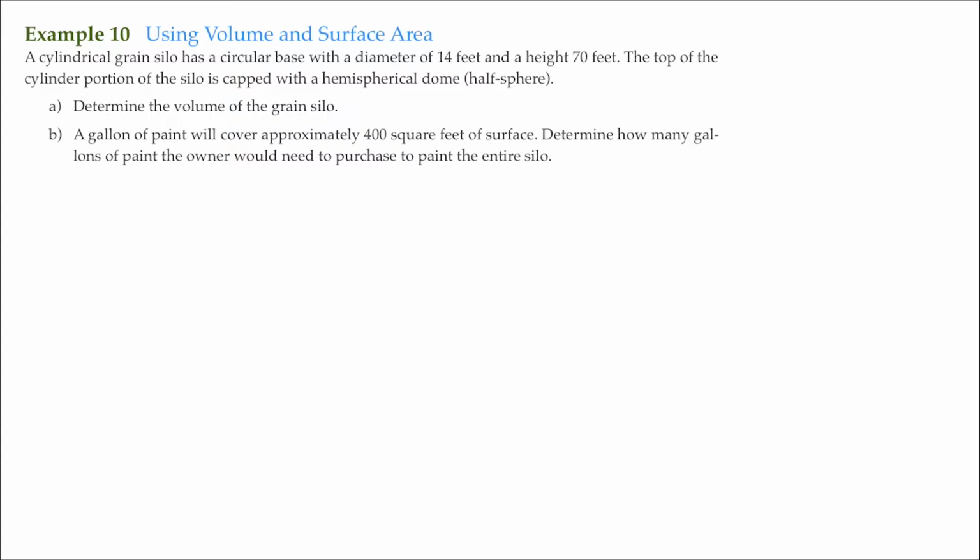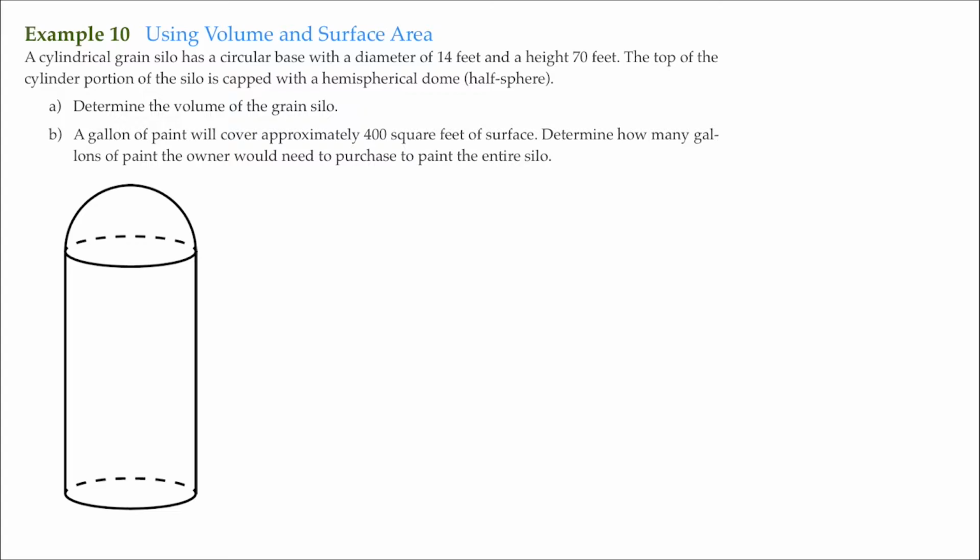So this problem says a cylindrical grain silo has a circular base with a diameter of 14 feet and a height of 70 feet. The top of the cylinder portion of the silo is capped with a hemispherical dome. That's a half sphere. So I have this line drawing that I put together that shows what the grain silo may look like. And you could see here is the cylindrical portion of the grain silo. And then it's topped off with this dome, which is a hemisphere, which is a half dome, a half sphere.